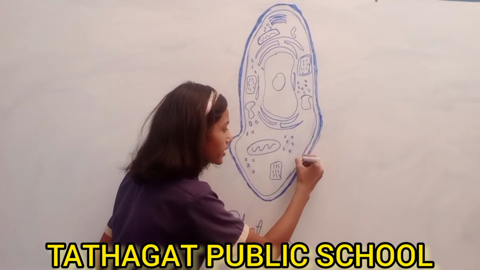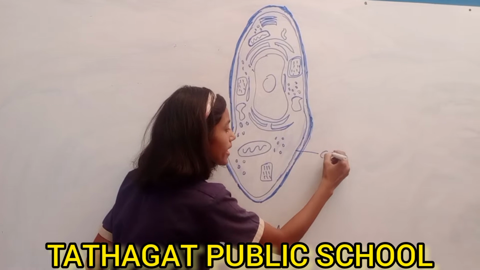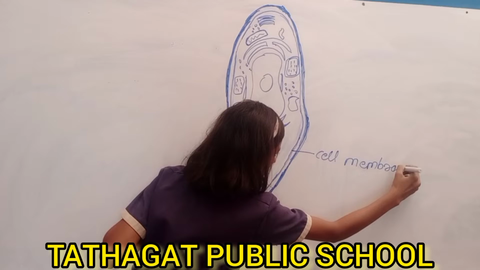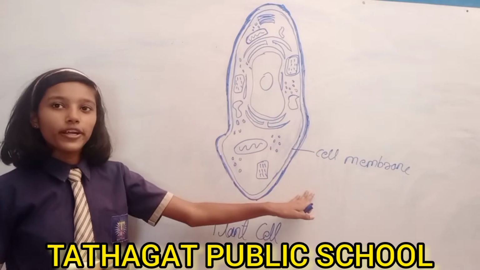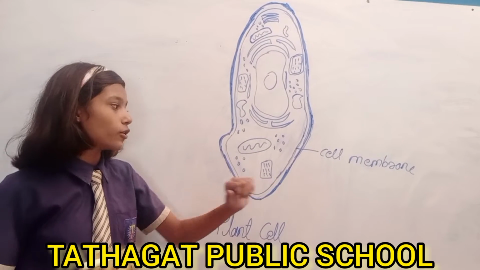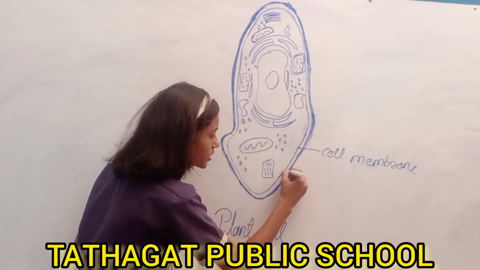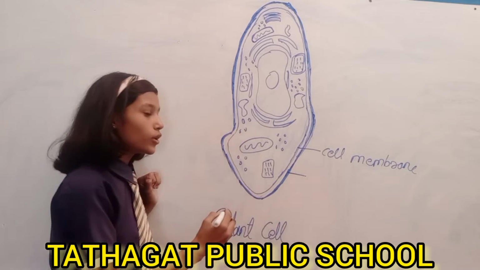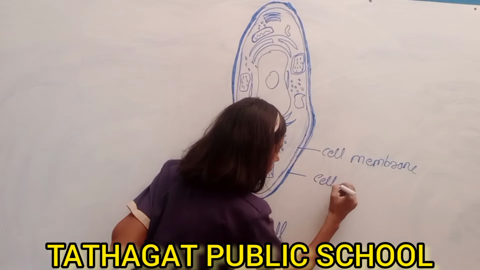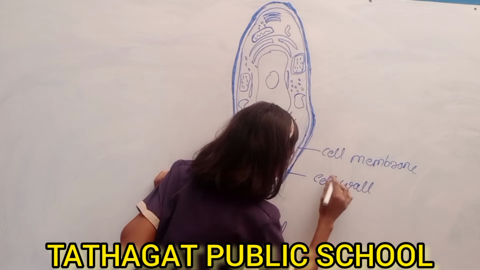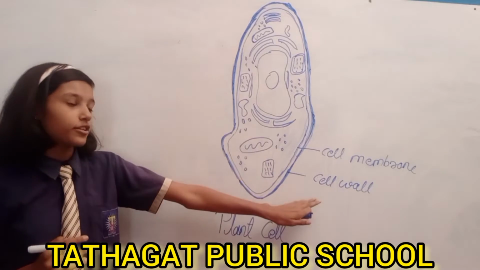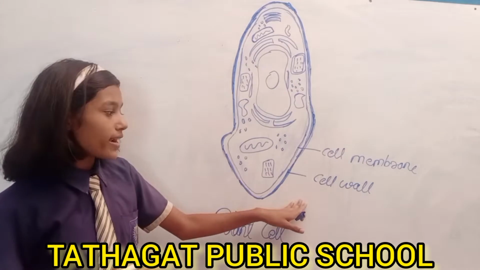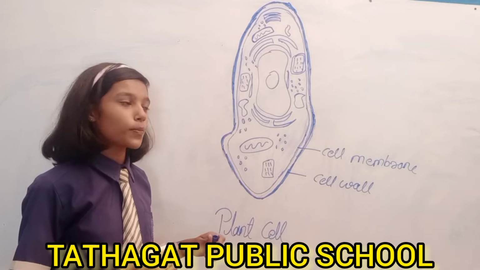This thin outer layer of the cell is known as the cell membrane. It allows the movement of substances both inward and outward. This additional covering layer around the cell membrane is known as the cell wall. It is made of a rigid non-living thing which is known as cellulose. It provides protection, shape and support to the cell.